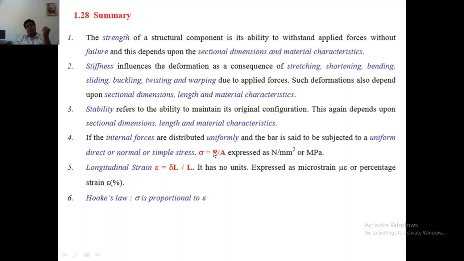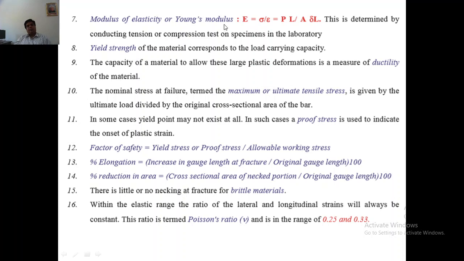Similarly, strain: whenever you apply load on the material, there will be strain. Strain represents the elongation or shortening of the bar or material when the load is applied. That ratio, change in length by original length, is called strain. And Hooke's law we saw is very simple: stress is proportional to strain in the elastic limit of the material. And modulus of elasticity, by Hooke's law, is the constant of proportionality between normal stress and normal strain.